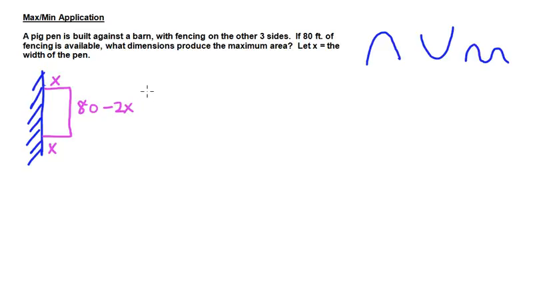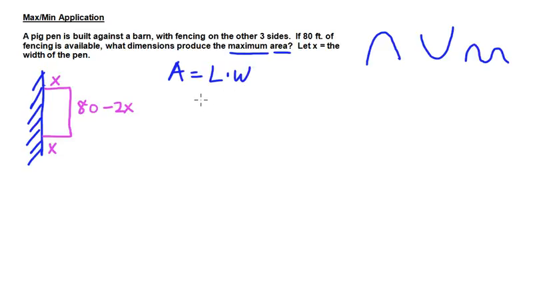Next, what I want to do is create a function which is based on the quantity that I'm asked to maximize. And so I'm asked to find the maximum area. And in order to maximize a function, I first have to create that function. So I need to create this function for area. And we can just use the formula. Area of a rectangular pen is going to be length times the width.